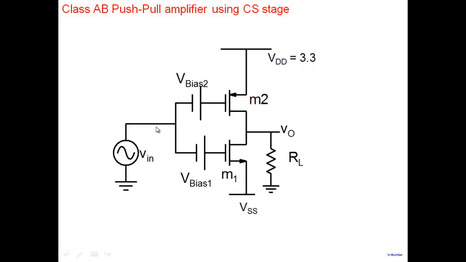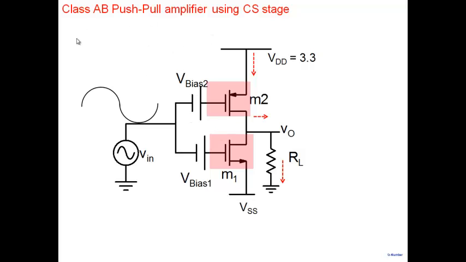And when Vin comes, when I have positive Vin, what will happen? M2 will go further into the off state, and M1 will turn on. So during positive, M1 turns on and pulls the current in. And during negative, M2 will turn on and will drive the current in. All right. So that's also a class AB.